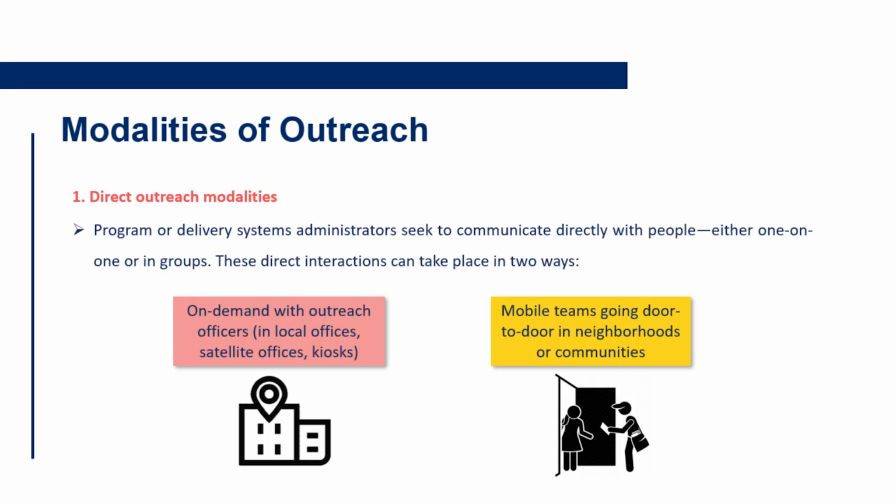So, when it comes to direct outreach modalities, these seek to communicate directly with people, either one on one or in groups. Communication and outreach efforts are carried out by program or delivery system administrators and directly reach the intended population. These direct interactions can take place in two ways. One, if the intended population already knows enough about the existence of the program or local offices to seek support, then an interaction may occur on demand between them and the administrators, particularly specialized outreach officers or caseworkers.